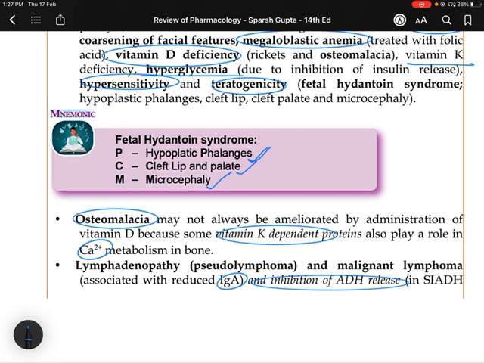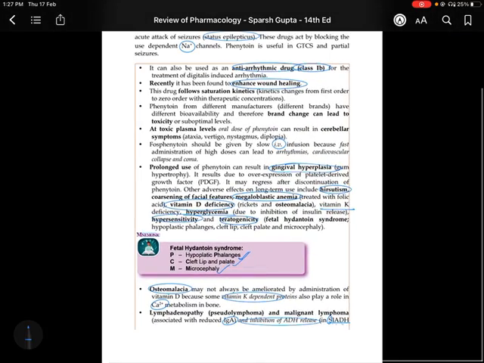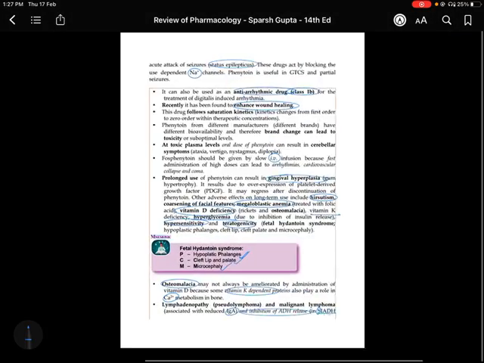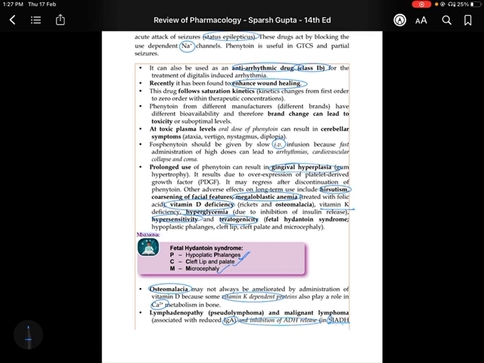Oh my god, the headache has started again. At least it's happening in another region. Okay, inhibition of ADH release in... what was this? I know it's something, inhibition of ADH. But okay. Yes.